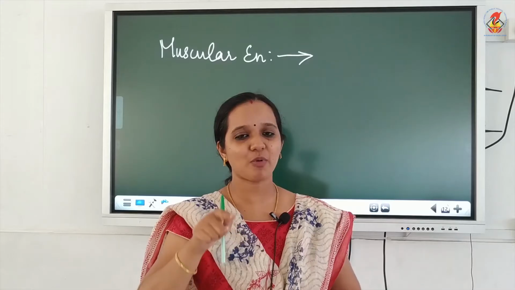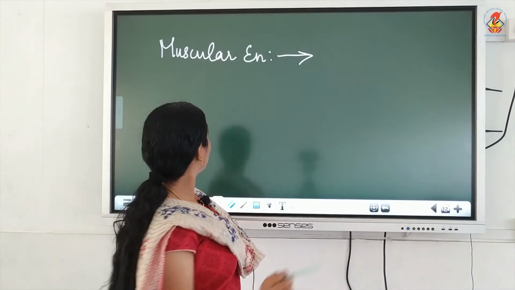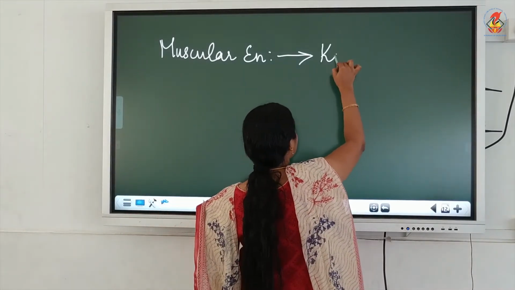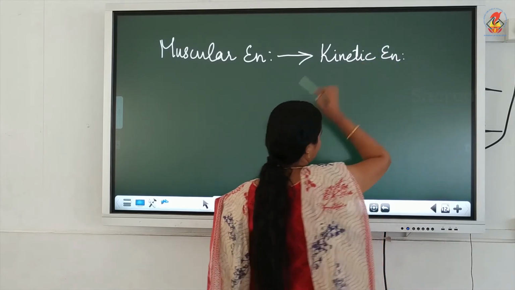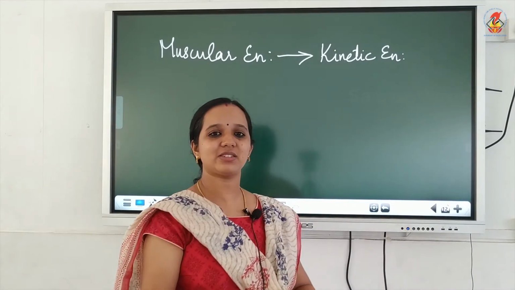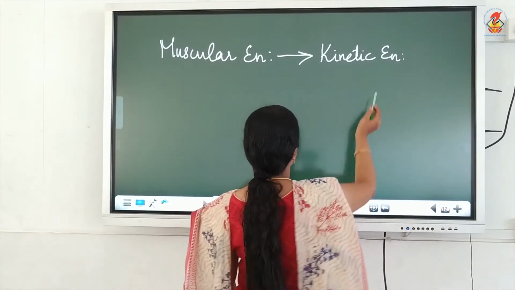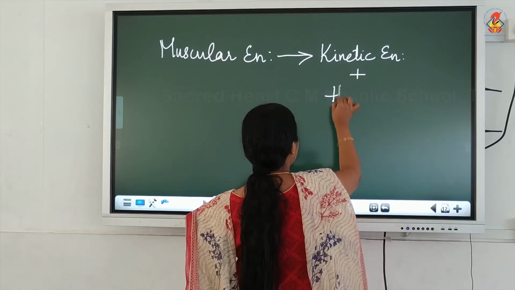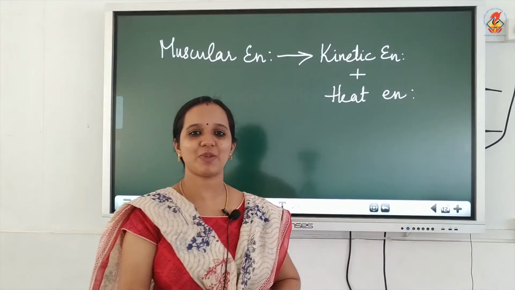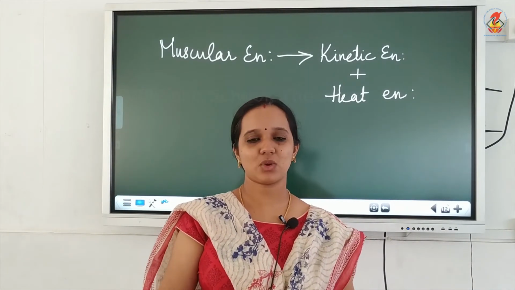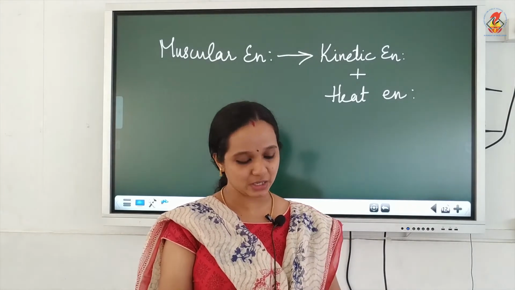So, the energy possessed by a moving object is kinetic energy. So, this muscular energy got converted into kinetic energy. At the same time, you will sweat, or you will feel warm. So, muscular energy got converted into kinetic energy and heat energy, which makes your body warm. Okay. So, this is the energy conversion that occurs when you ride a bicycle.